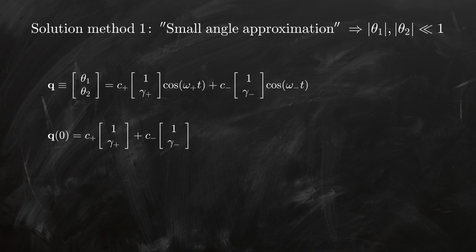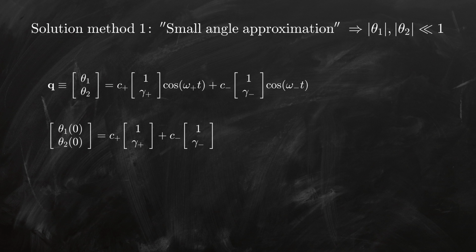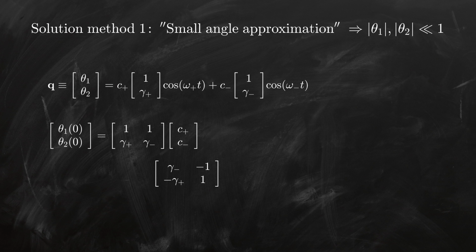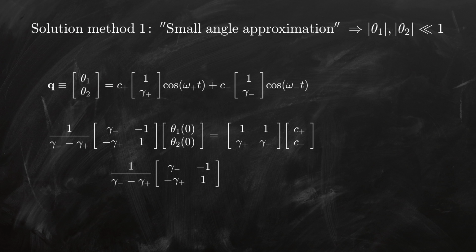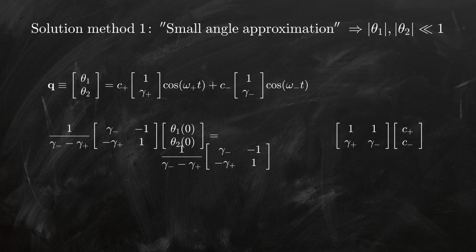It is now straightforward to solve for c plus and c minus in terms of the initial angles. We might convert this to a system and use substitution, but I'm going with the matrix method. I place the c's in a vector and combine the vectors into a matrix. I then compute the inverse of this matrix in the same way as earlier. I multiply both sides of the equation with this inverse and simplify, which yields expressions for c plus and c minus.